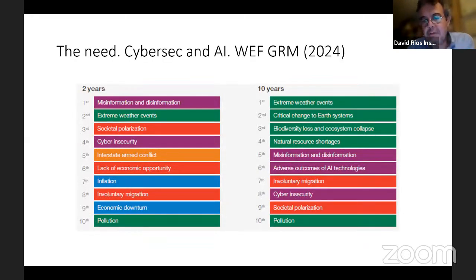As an example of how this is penetrating public opinion, I put here the ranking of major risks as viewed in the World Economic Forum Global Risk Report that they produce annually. And you can see, for example, in a long-term horizon, like 10 years, they go through a pool of experts, etc. But you can see that the adverse outcomes of AI technologies start to emerge as a major thing to worry about.